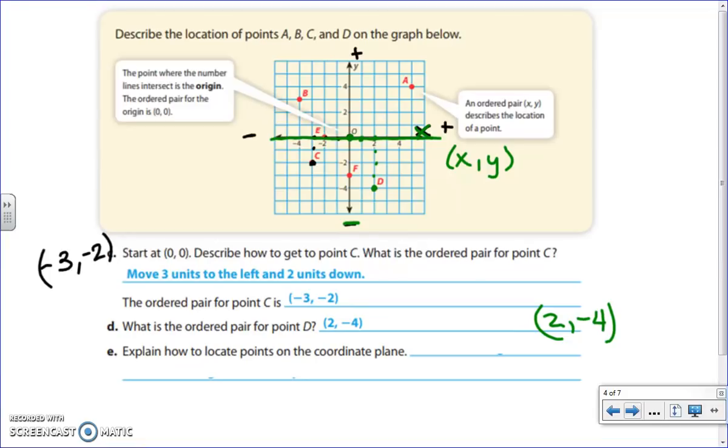Explain how to locate points on the coordinate plane. Okay, so to locate points on the coordinate plane, what we do is this. We start in the middle of what we call the coordinate plane, and then we move left or right, and then we move up or down. Okay, it's always left and right first, up and down second. Always in that order, always X and then Y.